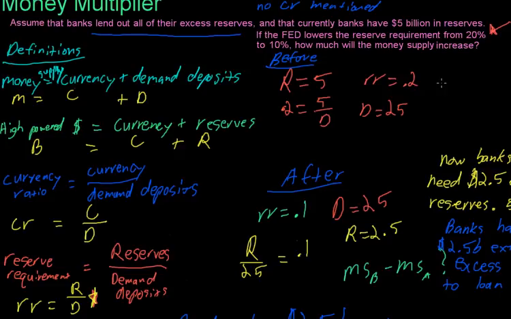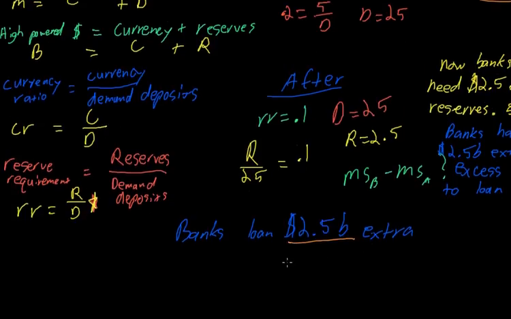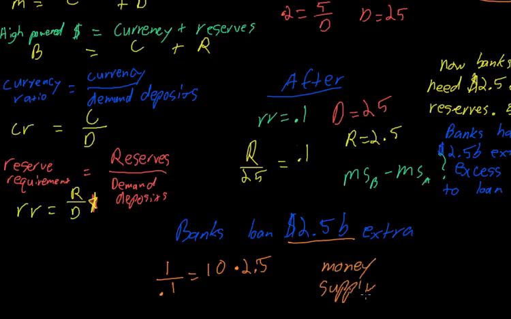So the simple money multiplier, and I'm just going to write this in orange over here, is just 1 over the reserve requirement. So now we just need to multiply our 2.5 billion by 1 over the reserve requirement. So 1 over, what was our reserve requirement again? It was 0.1. So 1 over 0.1 is equal to 10. And so now we have 10 times this $2.5 billion in extra money that's just getting loaned out right now. So the money supply increases by $25 billion.